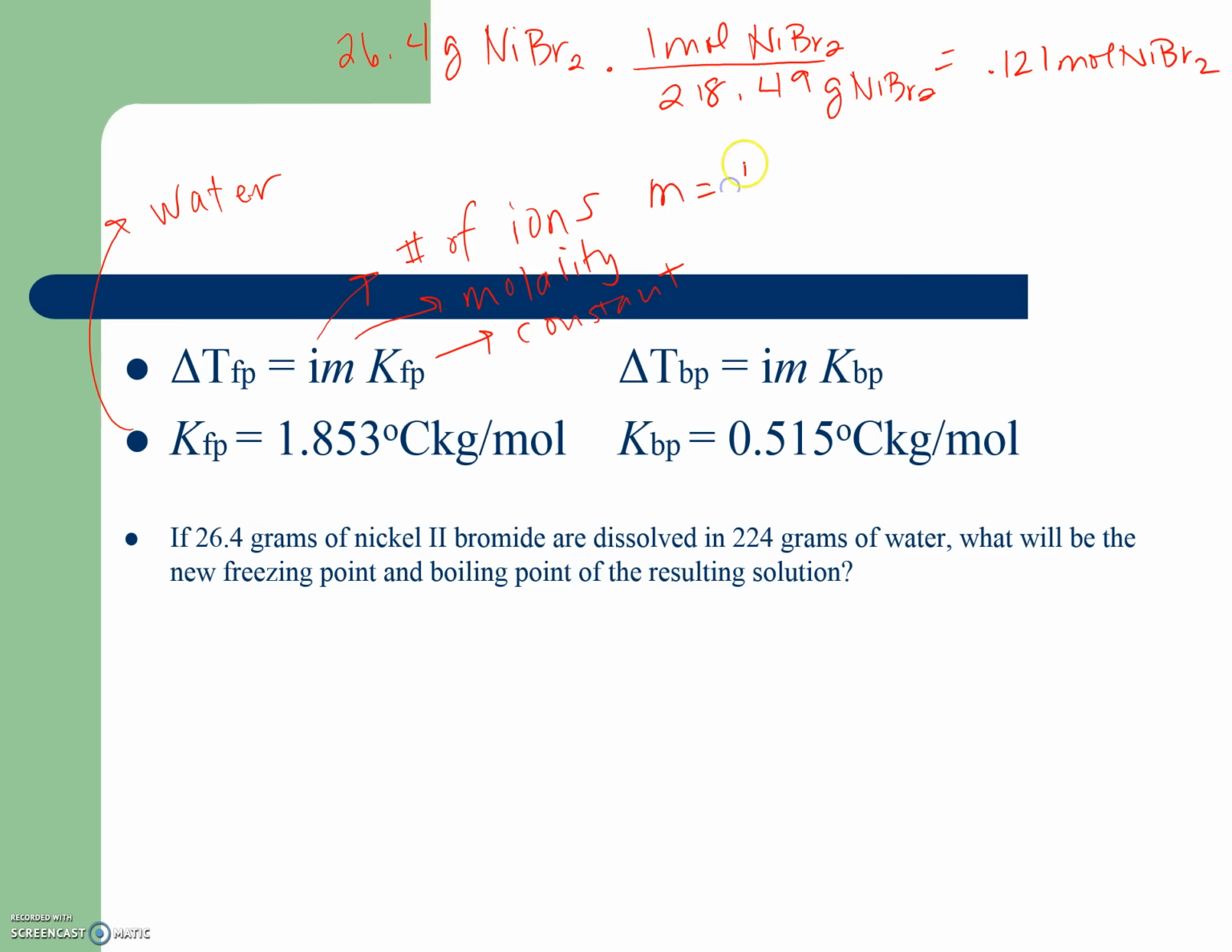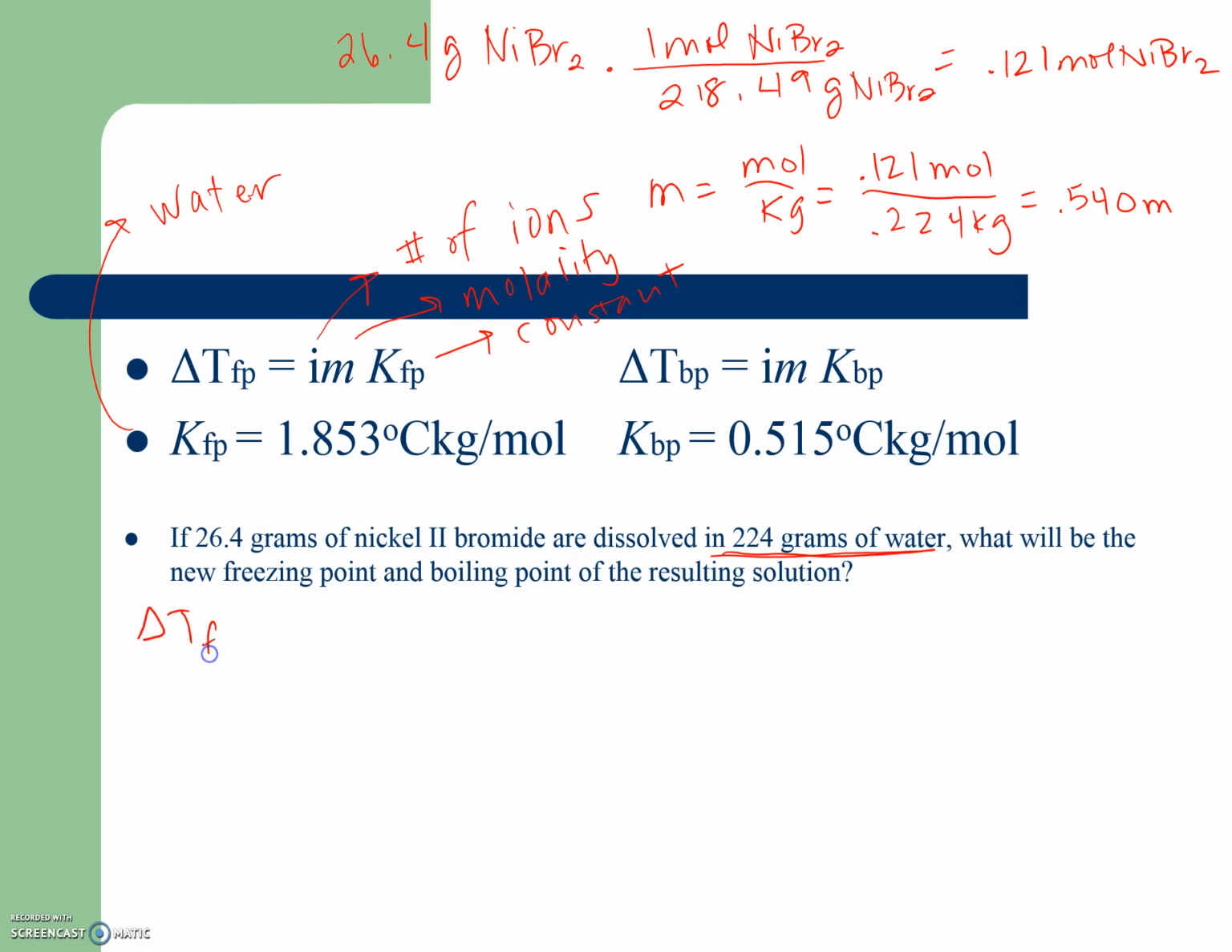I need to find my molality. So molality is equal to moles per kilogram. My moles is 0.121 moles. And my kilograms is 224 grams of water, but I need to make that 0.224 kilograms. And I solve that, and I have 0.540 moles per kilogram, or molal. I can just use that lowercase m, and that capital versus lowercase m is going to be really important.